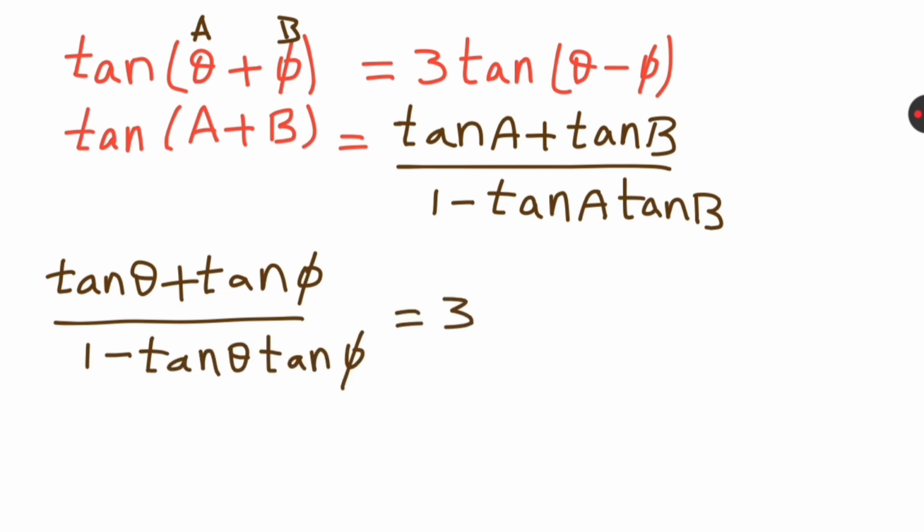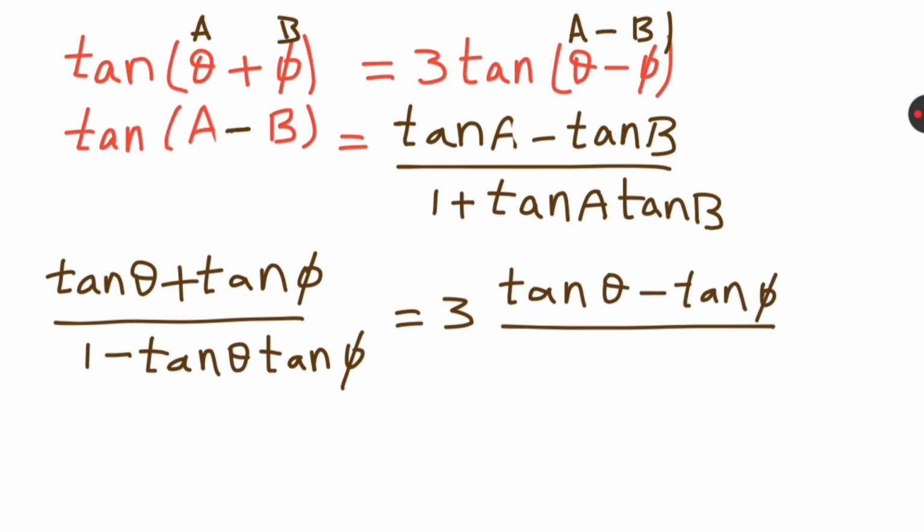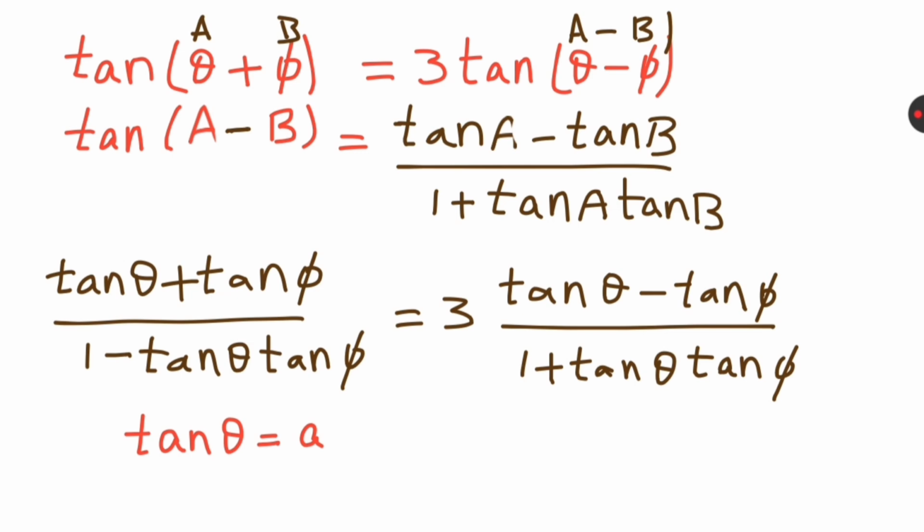In the right hand side, we have tan(θ − π). It is in the form of tan(a − b). So what is the formula for tan(a − b)? The formula is (tan a − tan b) over (1 + tan a tan b). So use that formula here: (tan θ − tan π) over (1 + tan θ tan π). Each and every time, writing tan θ and tan π is a bit difficult, so to make it simpler, let us consider tan θ as some variable a and tan π as some other variable b.